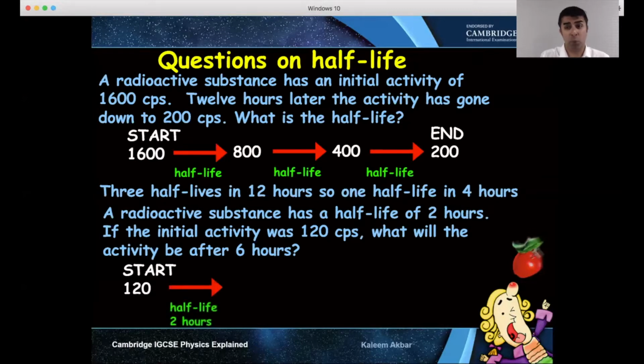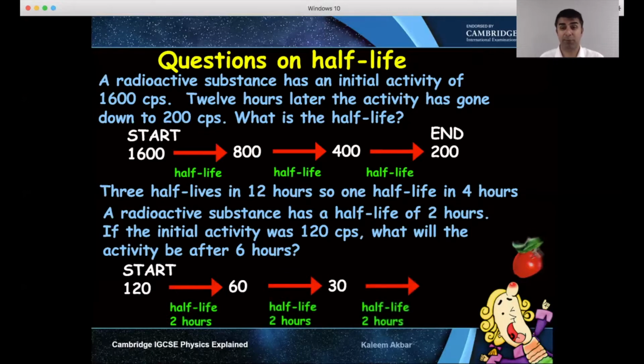Not only do you halve it once, which is 2 hours, to get 60. Not only do you halve it twice, to get 30 after 4 hours, you have to halve it 3 times, which will give us 15. So I hope you understand, 2 hours later, it'll be almost 7.5. You wouldn't call it 7.5, you would round it, but let's just say for argument, it was 7.5.